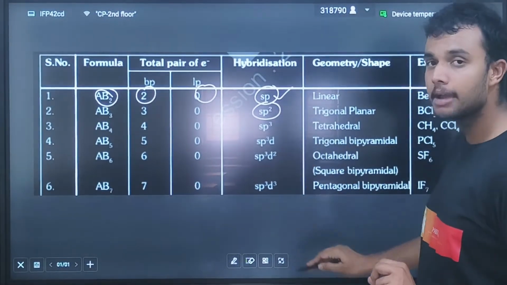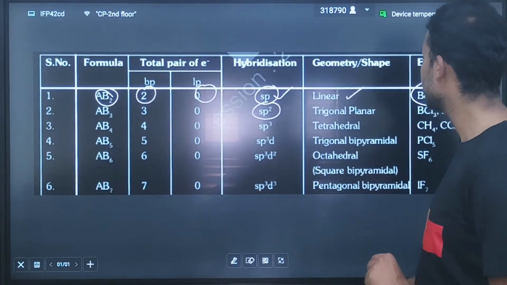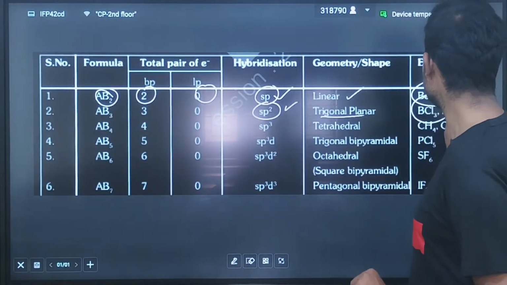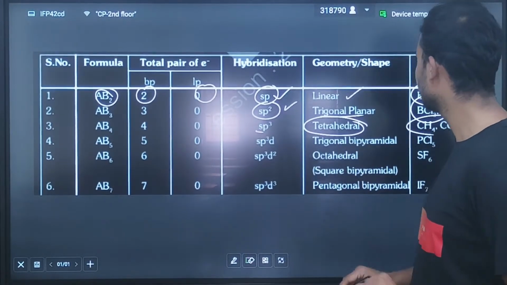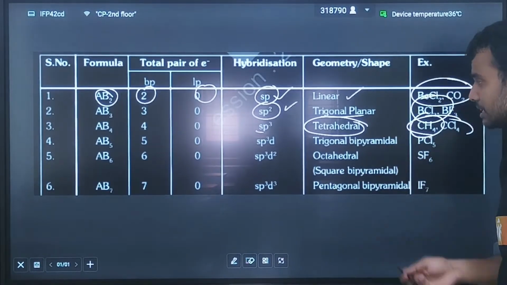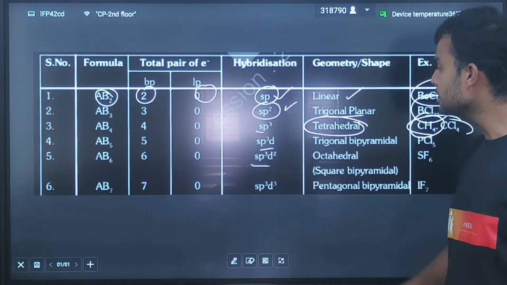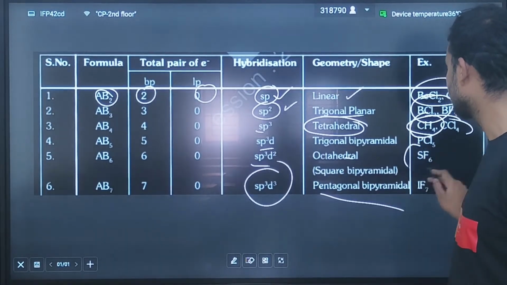If it is sp hybridization, what is the geometry? Linear. Example: BeCl2, CO2. If it is sp2, trigonal planar: BCl3, BF3. sp3, tetrahedral: CH4, CCl4. Our main methane is there, our entire smallest hydrocarbon is there. Then similarly sp3d, sp3d2, sp3d3: trigonal bipyramidal, square planar, and other things.